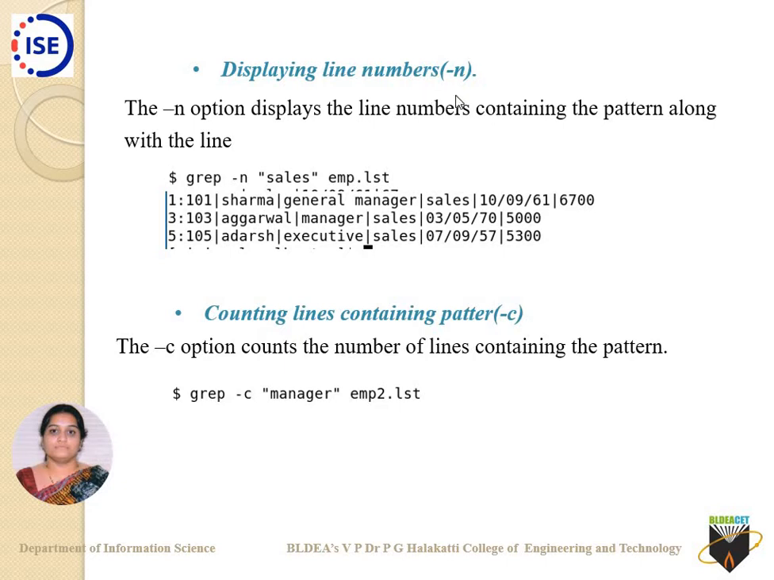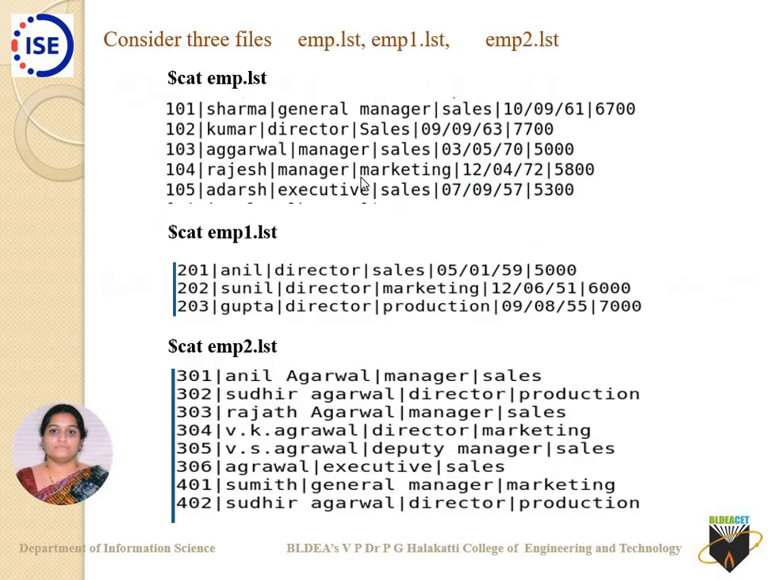Then comes displaying the line numbers, as I said to you just now. I'll be using this option called -n, grep -n sales emp.lst. So just go back to this file emp.lst, where sales has appeared. This is your first line, this is the second, third, fourth and fifth. Where all has sales appeared?